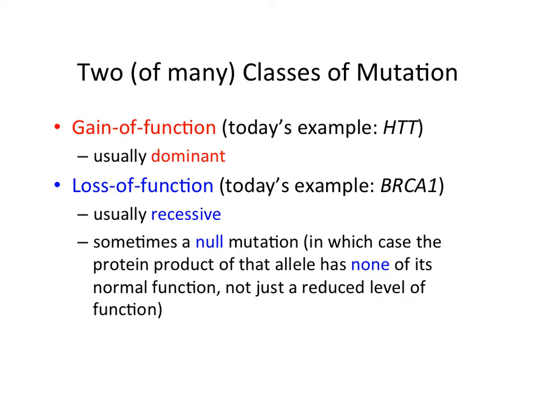There are lots of different ways that scientists have categorized mutations and alleles. These are the major two. Gain of function, loss of function. They're very aptly named. If a mutation causes a protein to gain a new job, it does something new in the cell it's never done before, that's a gain of function mutation. Those tend to, although not always, be dominant.